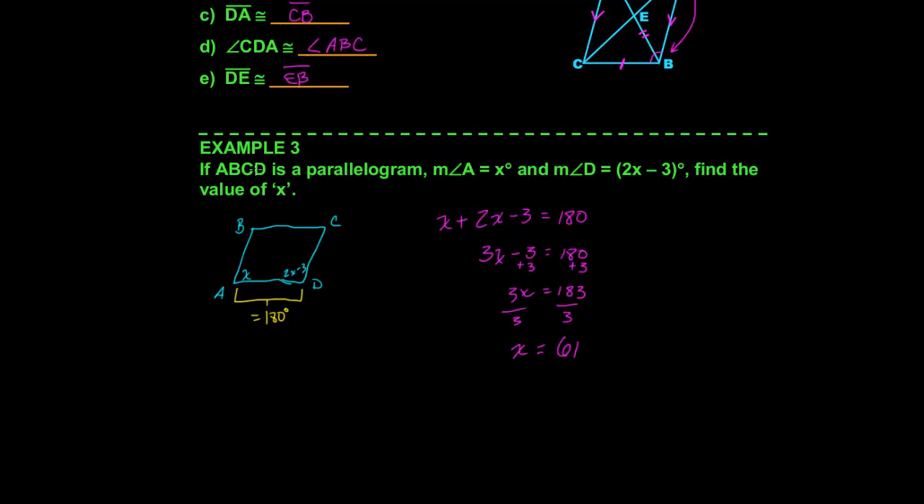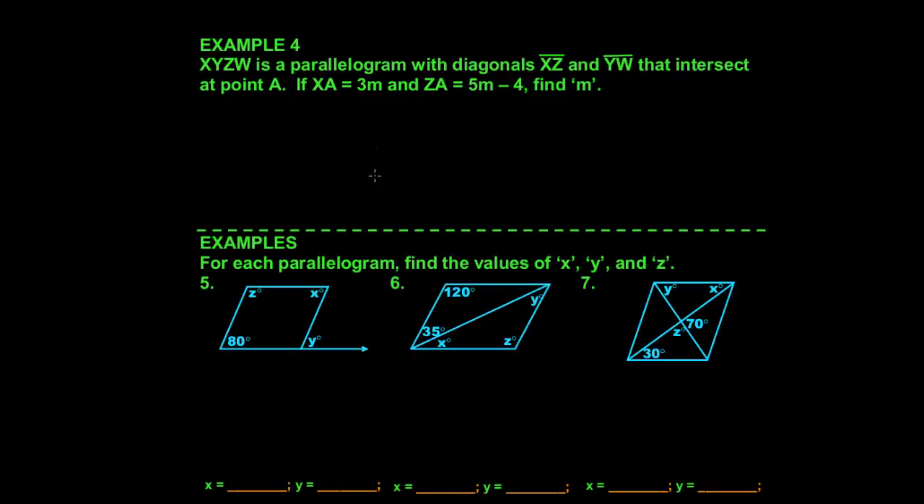So now, what is it asking for? It's asking for the value of x. It didn't ask for either of the measures of these angles. It simply asked for the measure of, or what the value of x was. Alright, so now let's take this and move to our last page.